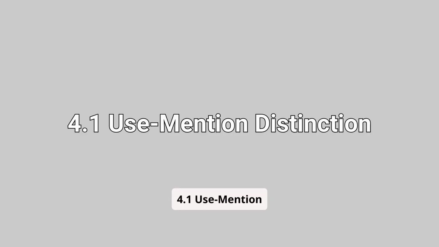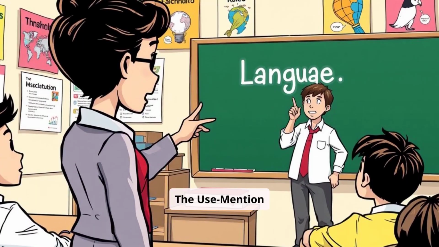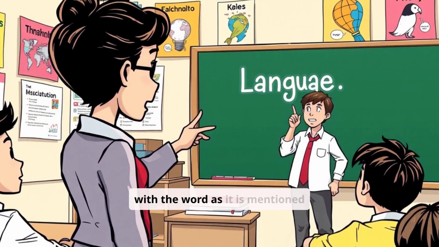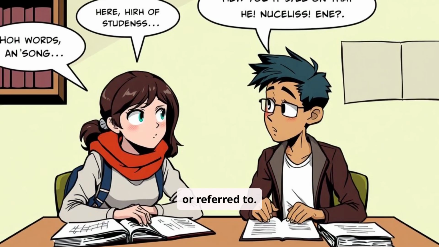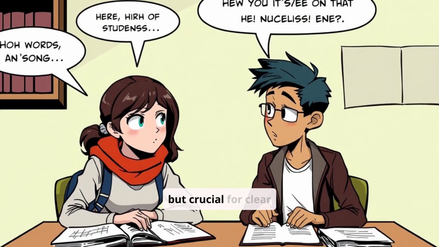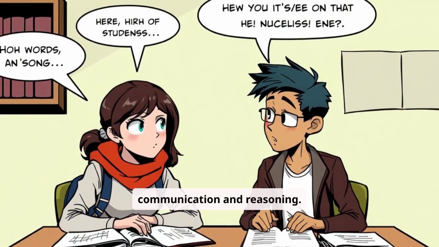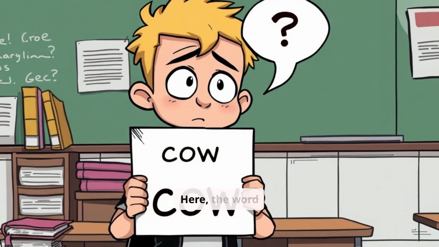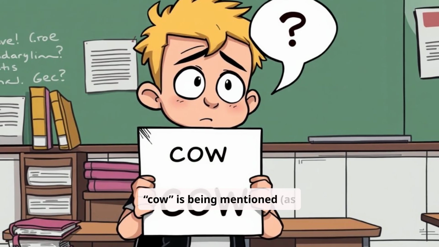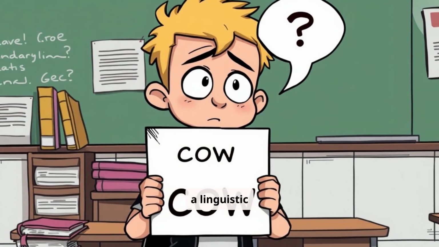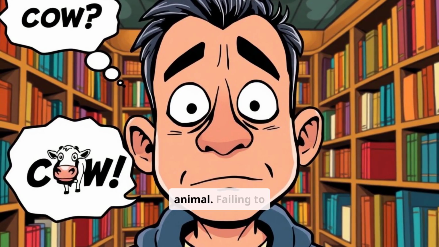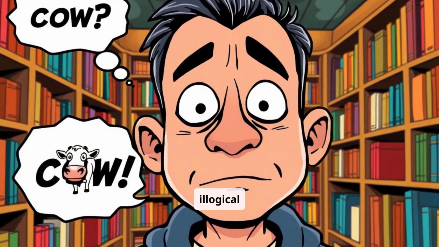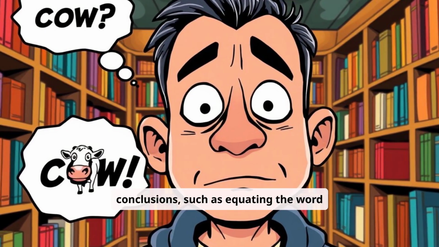4.1. Use-mentioned distinction. The use-mentioned distinction involves confusing a word as it is used in a sentence with the word as it is mentioned or referred to. This distinction is subtle but crucial for clear communication and reasoning. Example: cow is a three-letter word. Here, the word cow is being mentioned as a linguistic object, not used to refer to the animal.